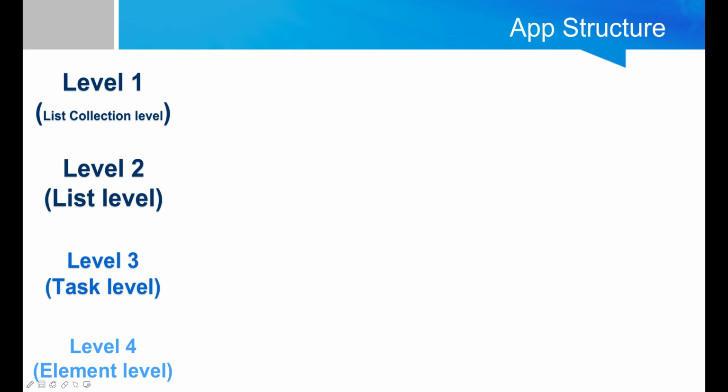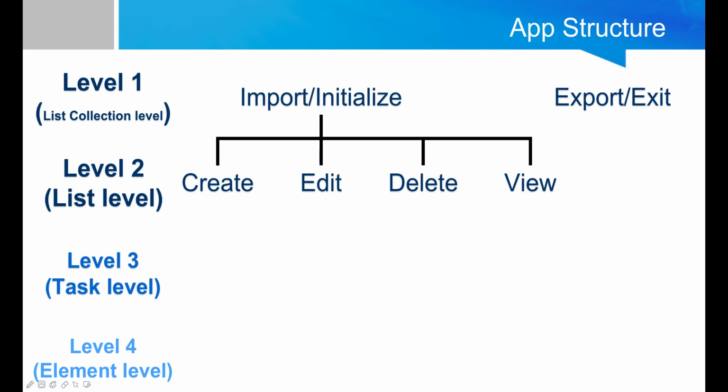4-level structure. On level one, the app is focused on the list collection level, including initializing an empty list collection once the user runs the app, and then exporting the list collection once the user exits the app. And on the list level, the user can create, edit, delete, and view a list.